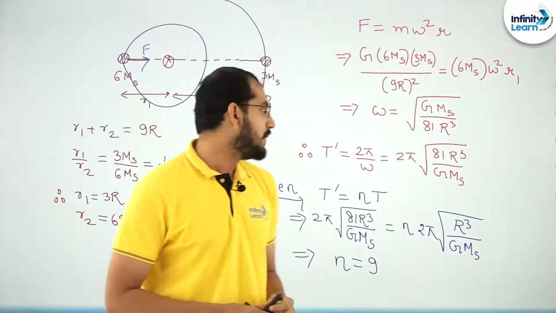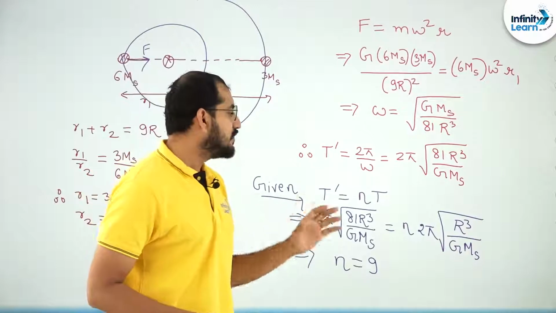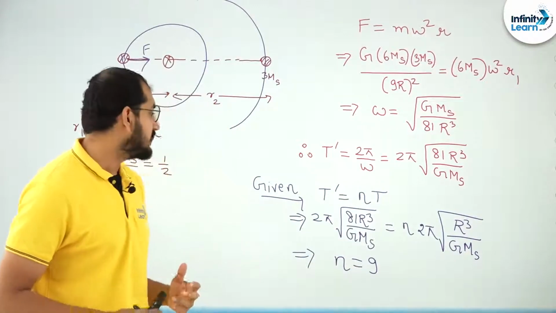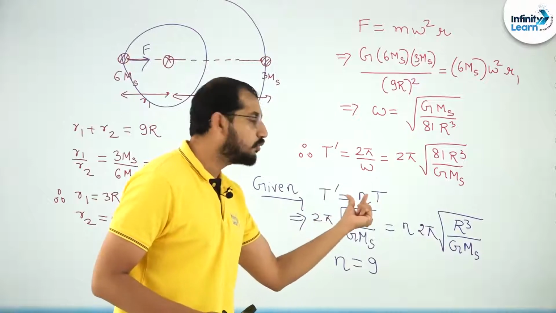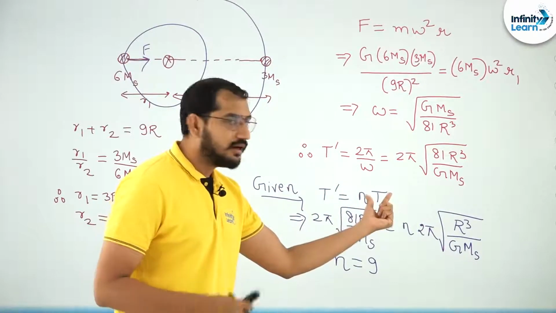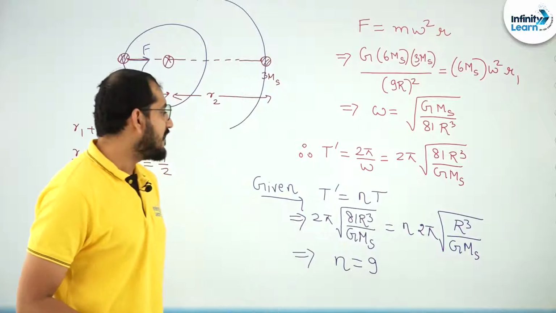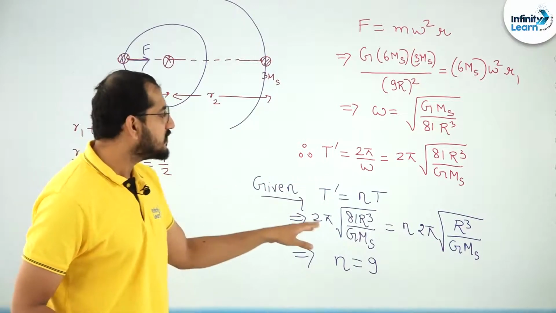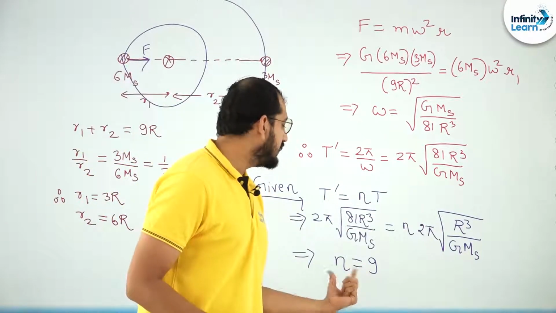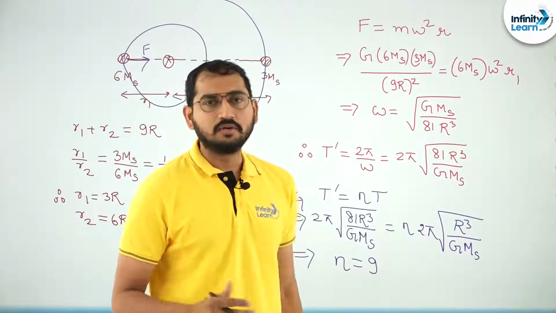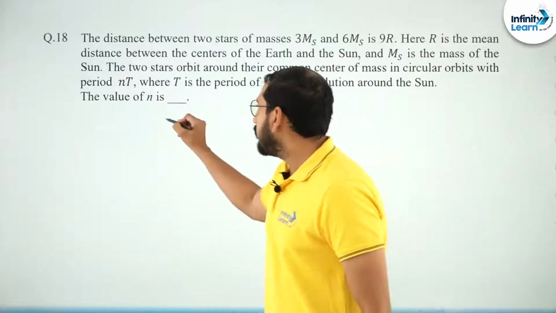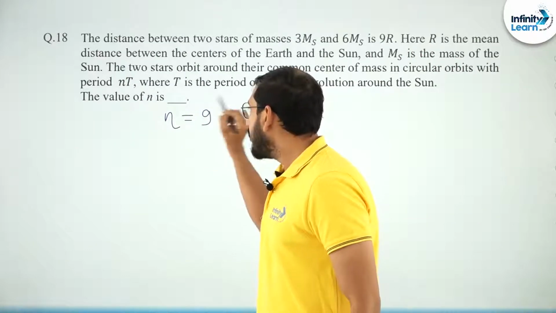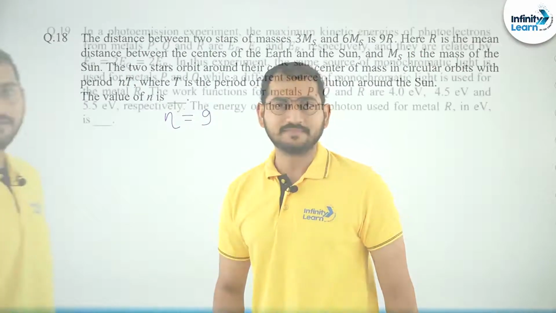Now we want to compare this value of time period with the time period of the earth and sun system. It is given in the question that this t dash is equal to some quantity multiplied by the earth and sun time period. So I have placed the expression for t dash and capital T, and I have calculated the value of n, that is equal to 9, and for this particular question I can say that n equal to 9 will be my answer.